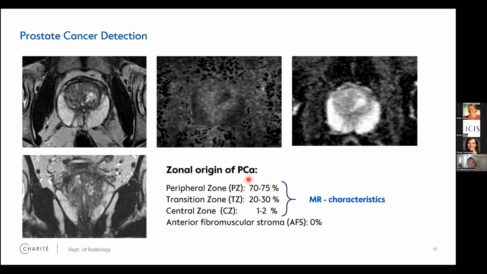Depending on what literature you read, I put the numbers from the PI-RADS document. About 70 to 75% originate in the peripheral zone, and 20 to about 30% in the transition zone. Rarely you'll find prostate cancer arising from the central zone, and you never find prostate cancer arising from the anterior fibromuscular stroma because it does not contain glandular tissue. Sometimes the fibromuscular stroma is invaded by prostate cancer, but it cannot be the origin of prostate cancer. So most prostate cancers can be found in the peripheral zone.